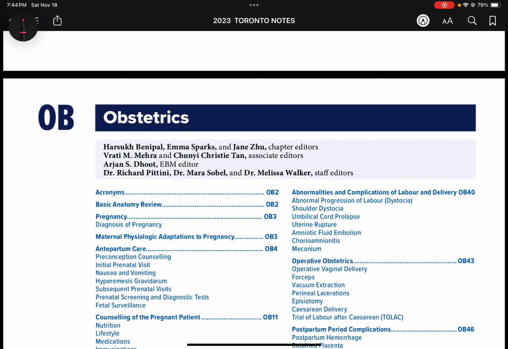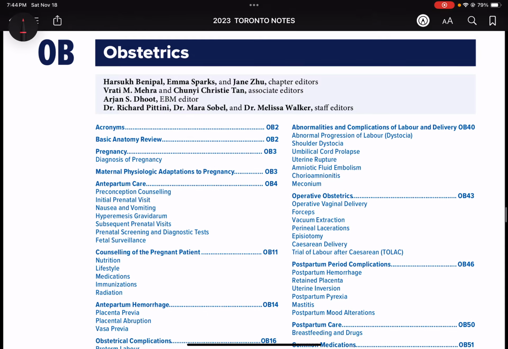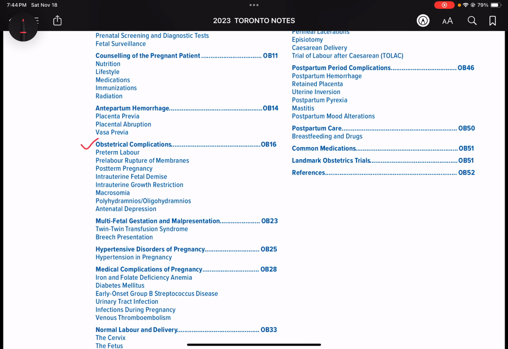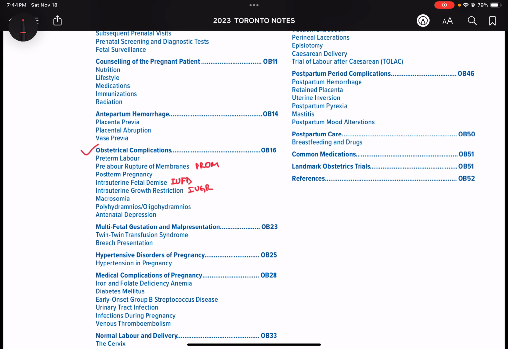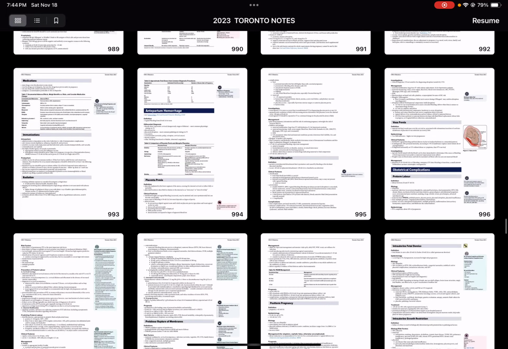Hi everyone. Let's move towards our next topic in obstetrics, which would be obstetrical complications. The complications include preterm labor, pre-labor rupture of membranes, which is also known as PROM, post-term pregnancy, intrauterine fetal demise, IUFD, intrauterine growth restriction, IUGR, macrosomia, polyhydramnios or oligohydramnios, or antenatal depression. So those are some obstetrical complications. Let's start with preterm labor.